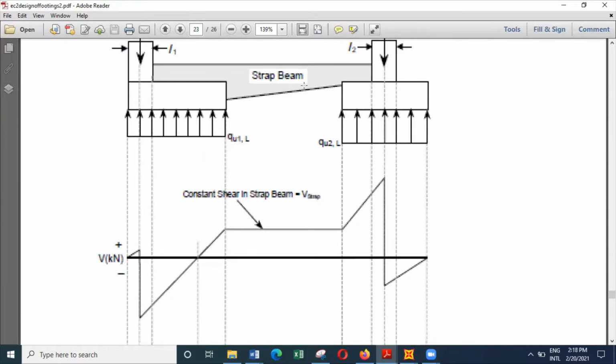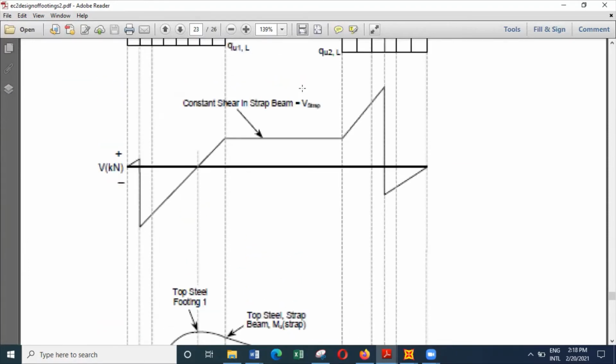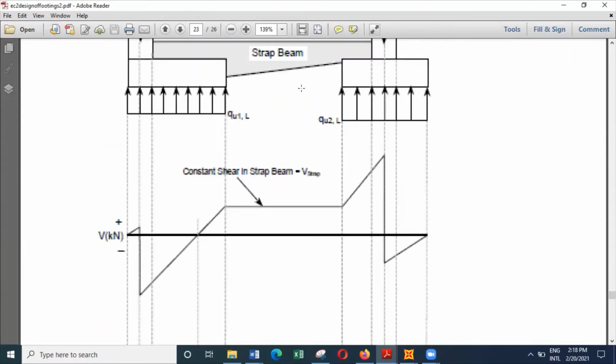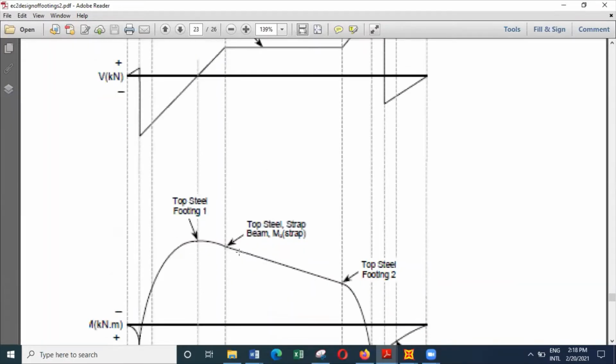And when you look at the shape of the bending moment diagram, you can see the strap beam need not be of constant depth. It can be of variable depth as well, because the bending moment is reducing as it comes here.